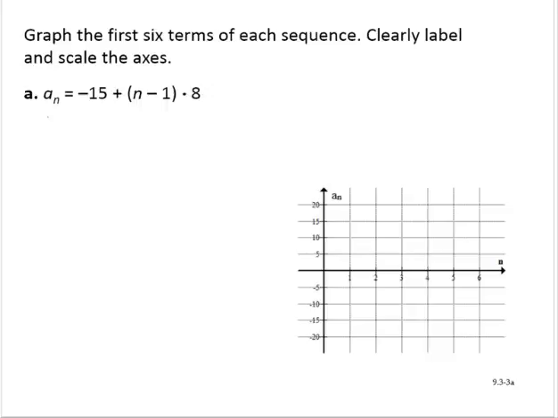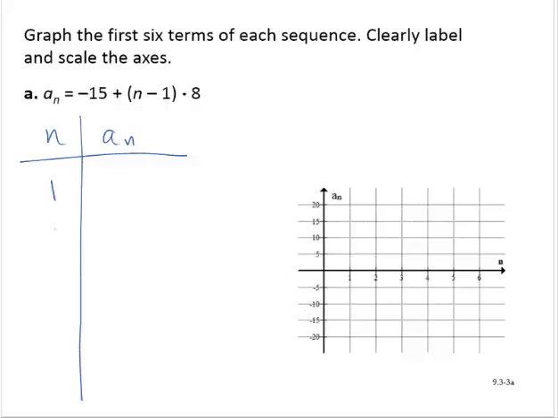Graph the first 6 terms of each sequence. Clearly label and scale the axes. We're told that a sub n is equal to negative 15 plus n minus 1 times 8. All right, so let's create a table. We're asked for the first 6 terms, so I'll do a table of n versus a sub n.